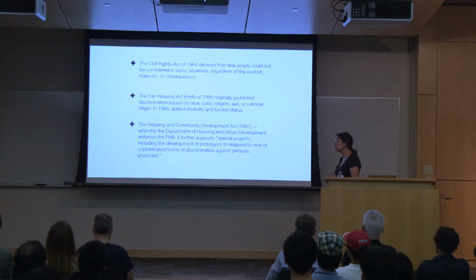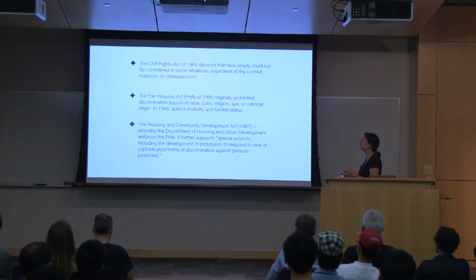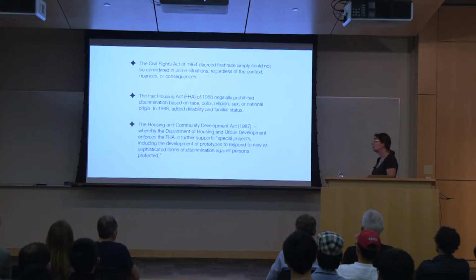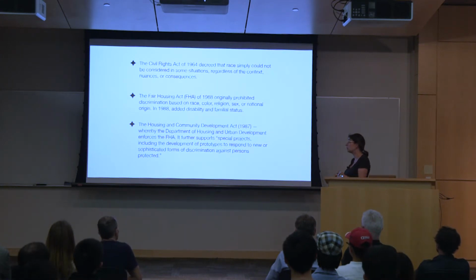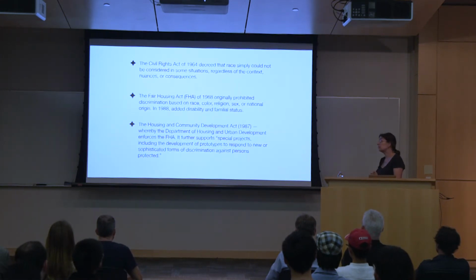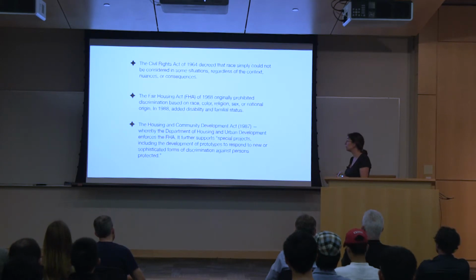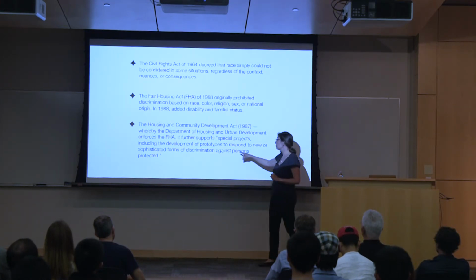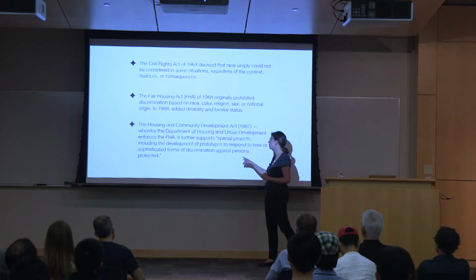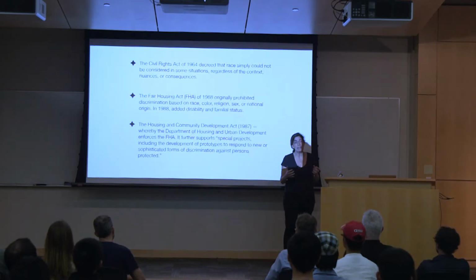So it turns out that in 1964, the Civil Rights Act decreed that race simply could not be considered in some situations, regardless of context, nuances, or consequences. The Fair Housing Act in 1968 originally prohibited discrimination based on race, color, religion, sex, or national origin. And in 1988, it added disability and familial status. The Housing and Community Development Act of 1987, whereby the Department of Housing and Urban Development enforced the Fair Housing Act, supported special projects that included development of prototypes to respond to newer, sophisticated forms of discrimination against persons protected. And that's what really got us excited.